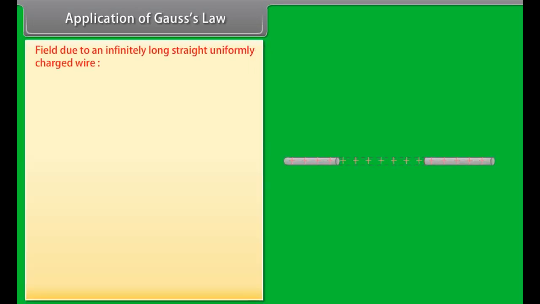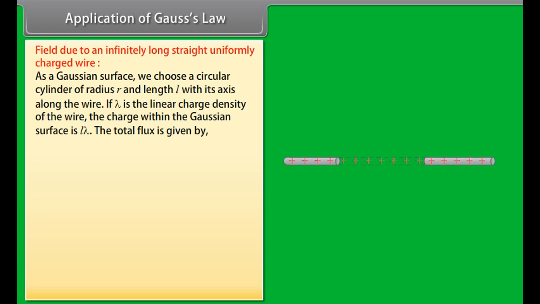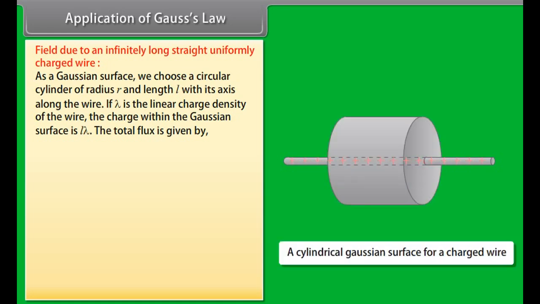Field due to an infinitely long straight uniformly charged wire. As a Gaussian surface, we choose a circular cylinder of radius r and length L with its axis along the wire. If lambda is the linear charge density of the wire, the charge within the Gaussian surface is L lambda.